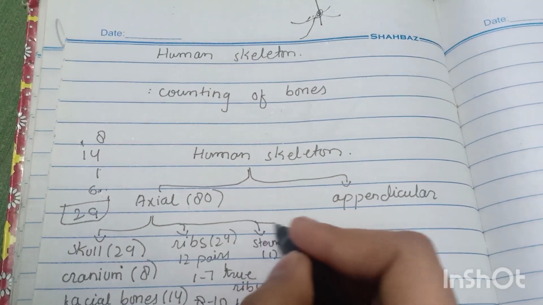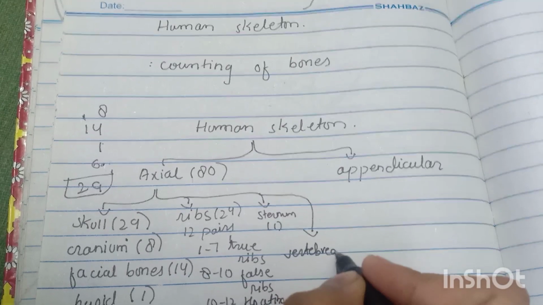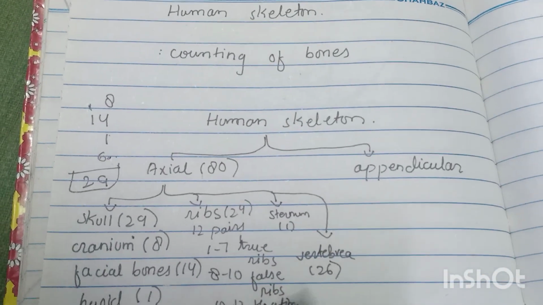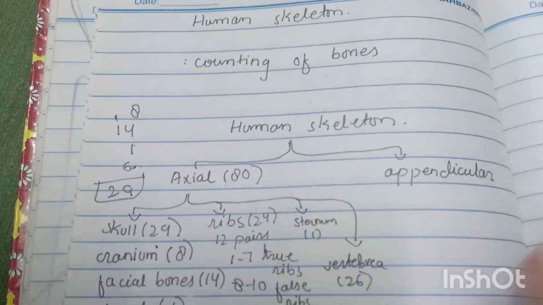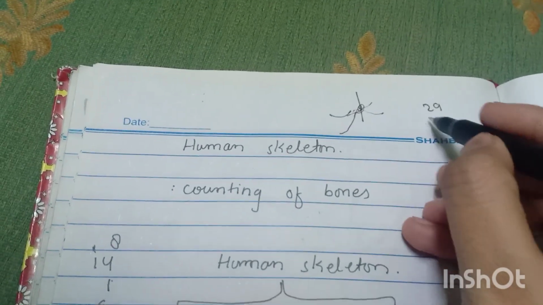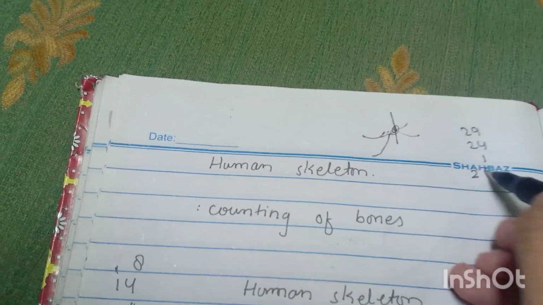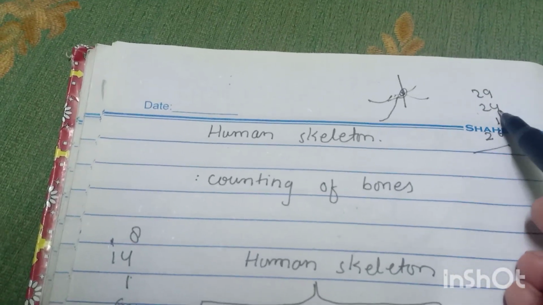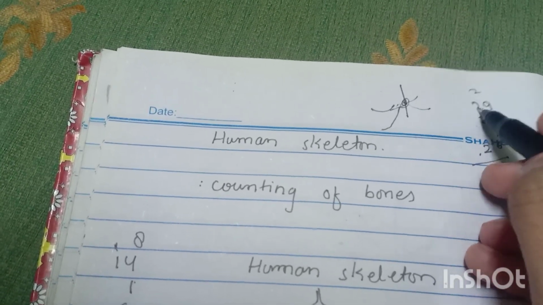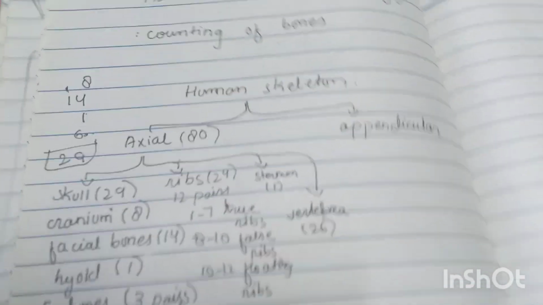Okay, now let's divide this into vertebrae. They are 26 in number, right? So they are 26. So let's count them all. Are they 80 or not, right? So let me write it here. 29, 24, 1 and 26, right? So 6, 10, here they are 20, 2 to 4, 4 to 6, 6 to 8. So hence we have axial bones, they are 80 in number.